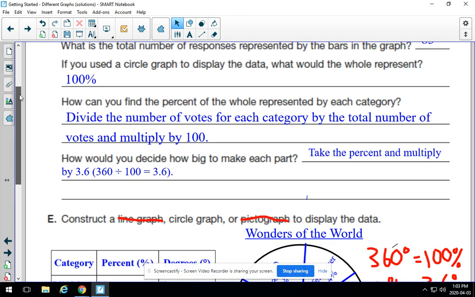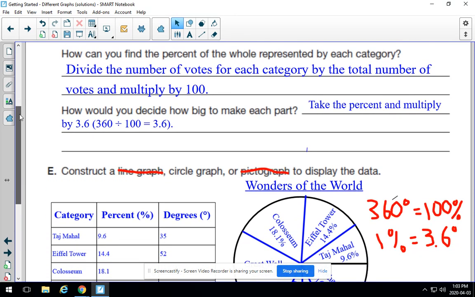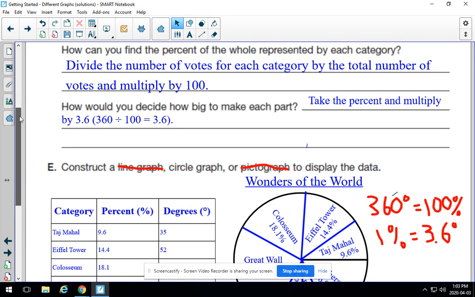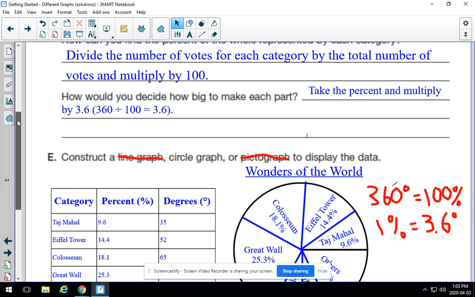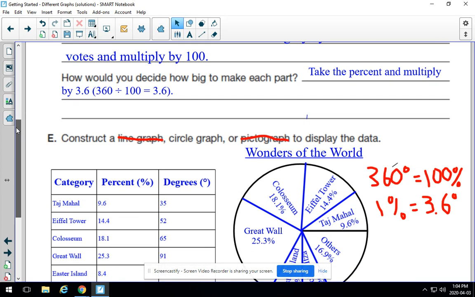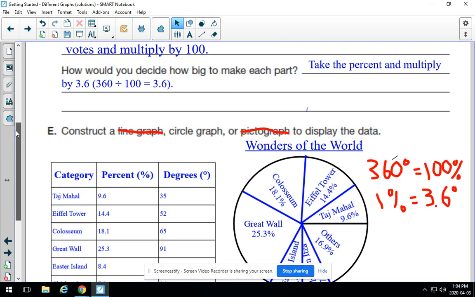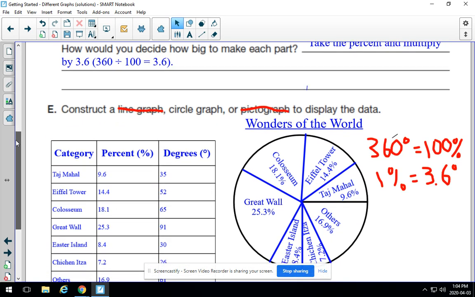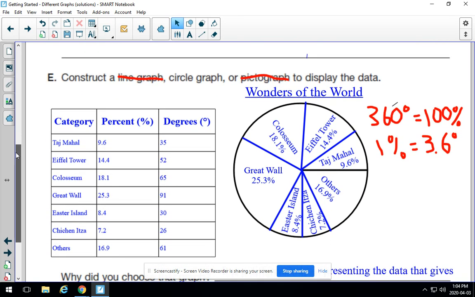So in order to get how much each percent is going to be on that circle graph, you have to take that percentage and multiply by 3.6, because 360 degrees is a whole circle, 100% is a whole circle. 360 divided by 100 is 3.6. So that's the magic number that you have to multiply a percent by to get the amount of degrees that you need in your circle graph. Okay, so from there, you're making your circle graph now.